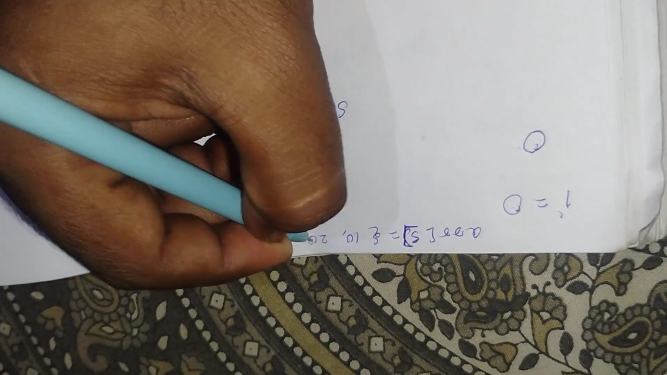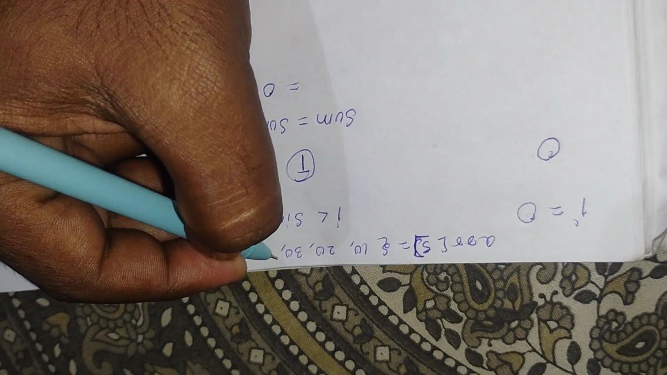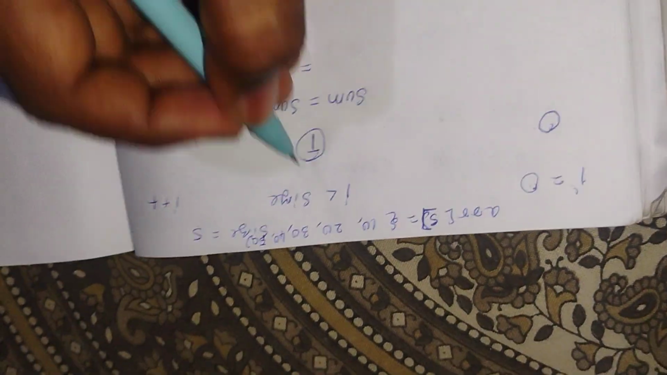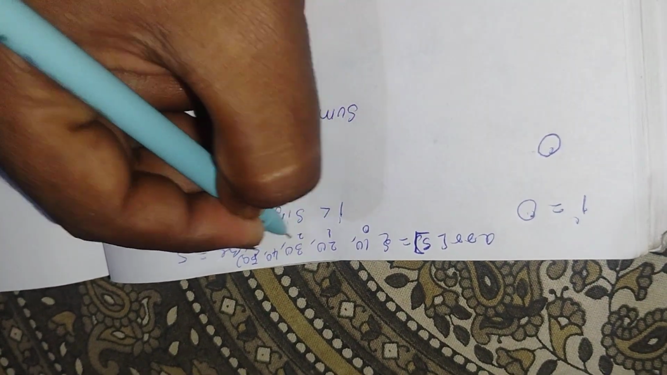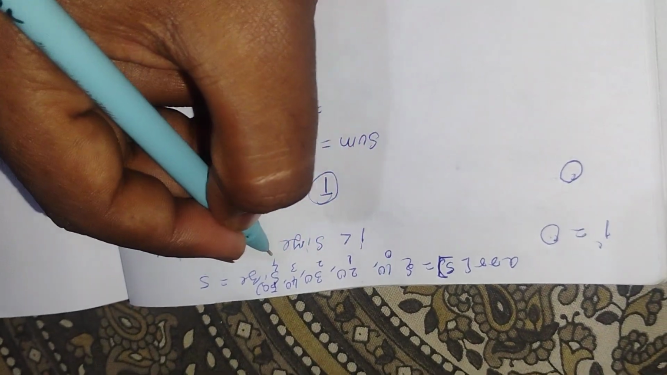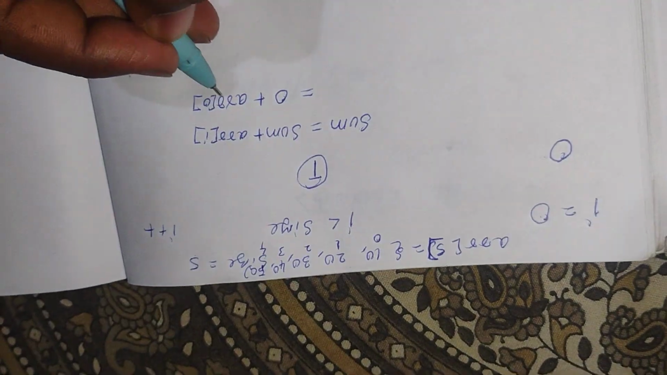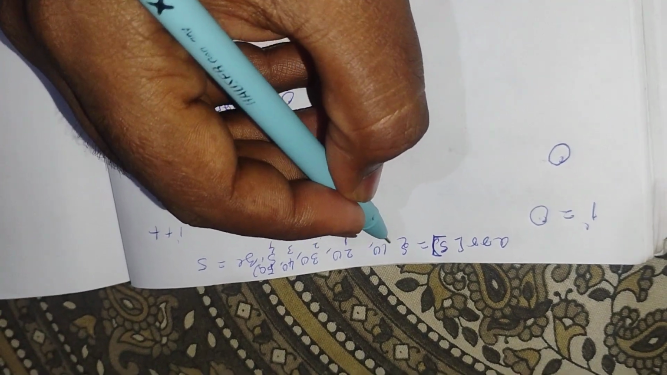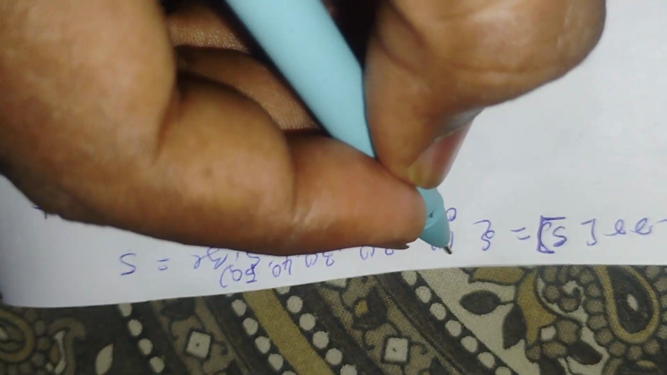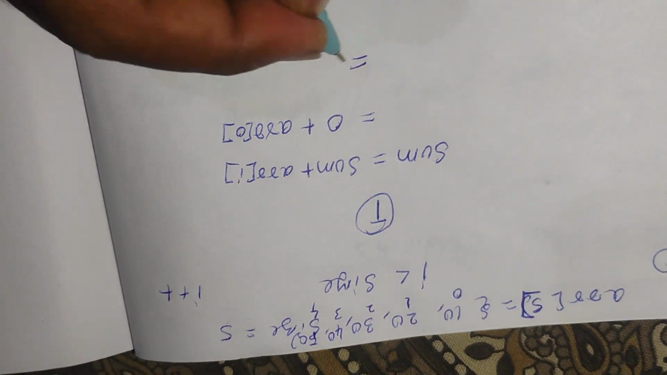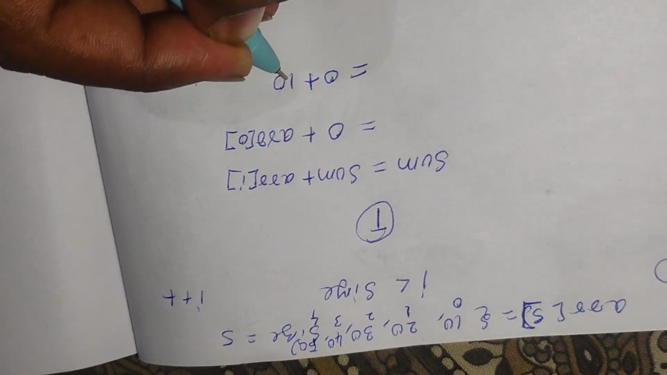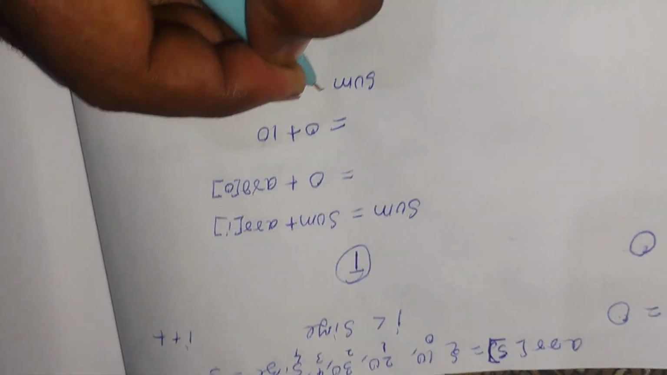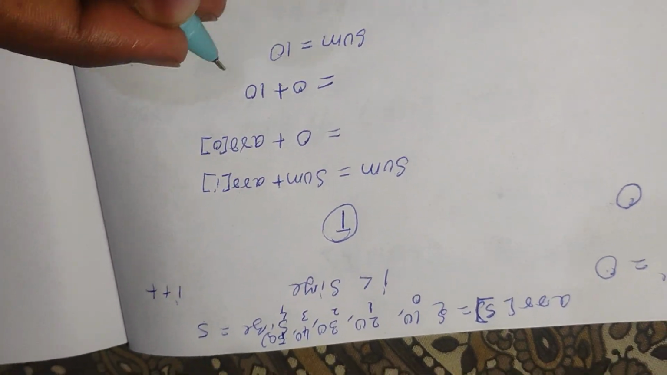$10, $20, $30, $40, $50. So 0, 1, 2, 3, 4. These are the index values. So array of 0 means I am calling this value 10. So 0 plus 10, and sum will become 10.